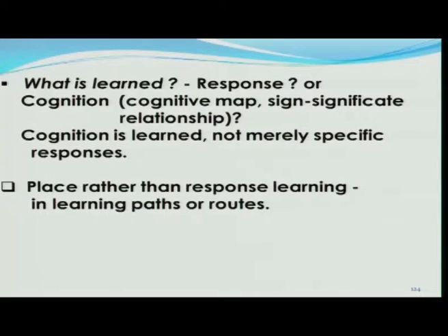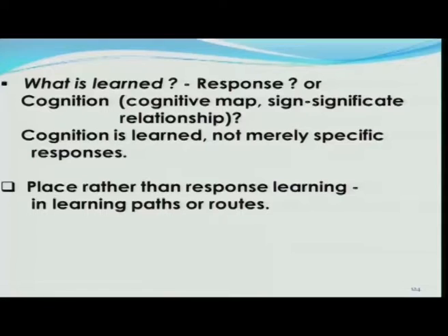One can also raise this question again, so what is learned? Is it a response or is it the cognition involved in the situation? The answer that Tolman preferred to give based on his experimentation and close observation was that it is actually cognition that is learned and not merely specific responses.